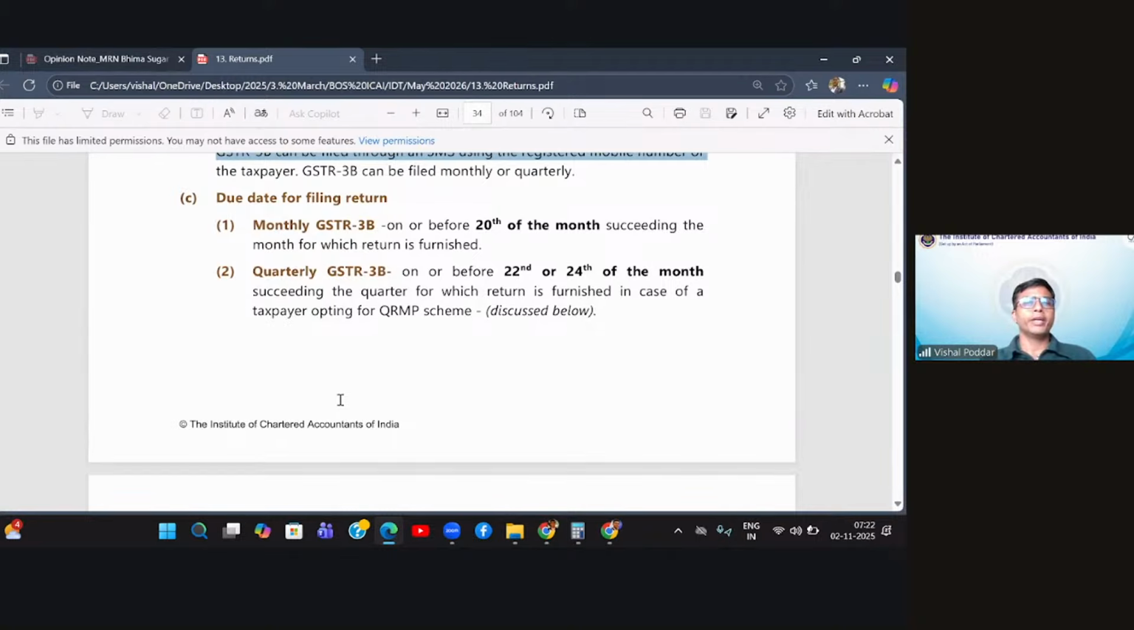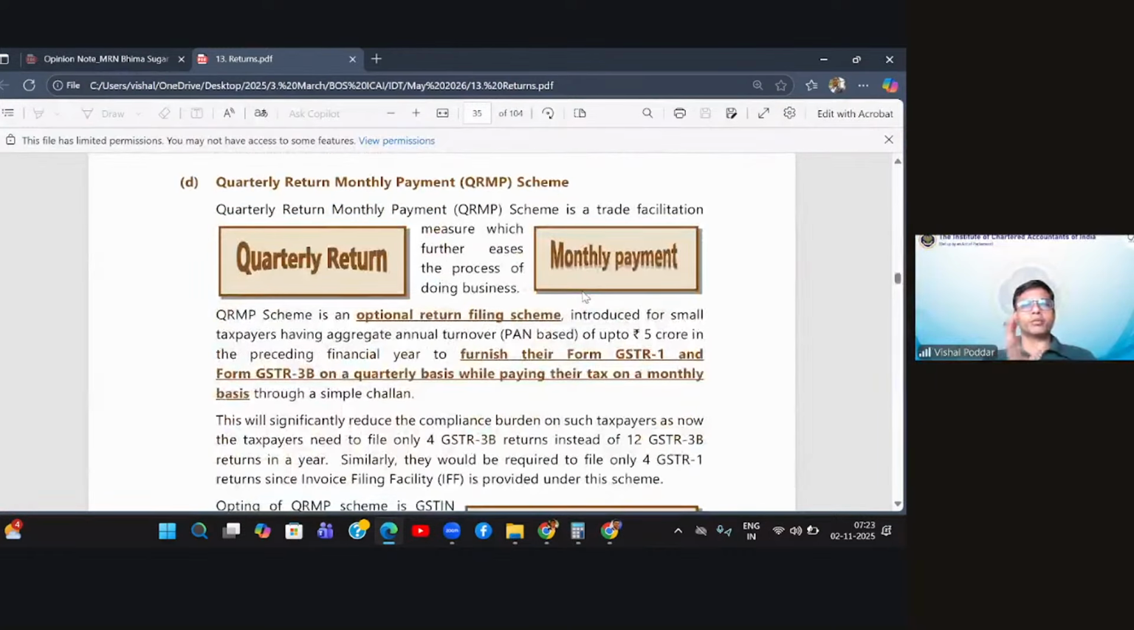Now, what are the due dates? The due dates have been staggered just to accommodate the load on the portal. So the regular due date for monthly return filers is 20th of the next month, and for quarterly return filers they have given two due dates, 22nd and 24th. They have divided the due dates between states. For a few states it is 22nd and for a few states it is 24th. This will come only when the quarter has ended and you are filing the quarterly returns.